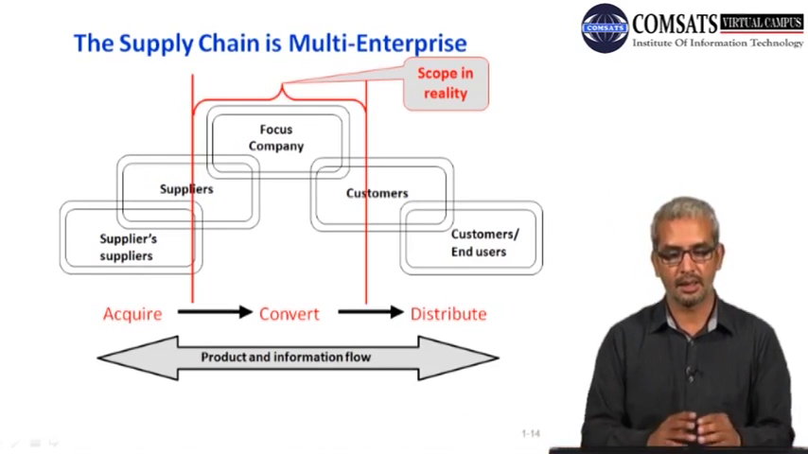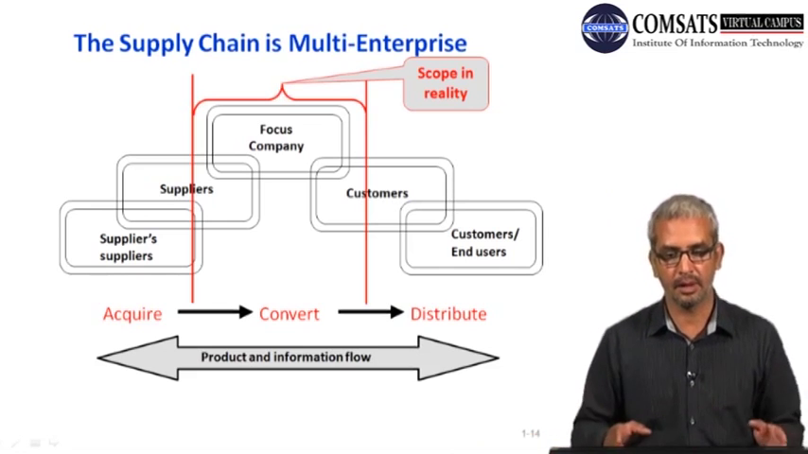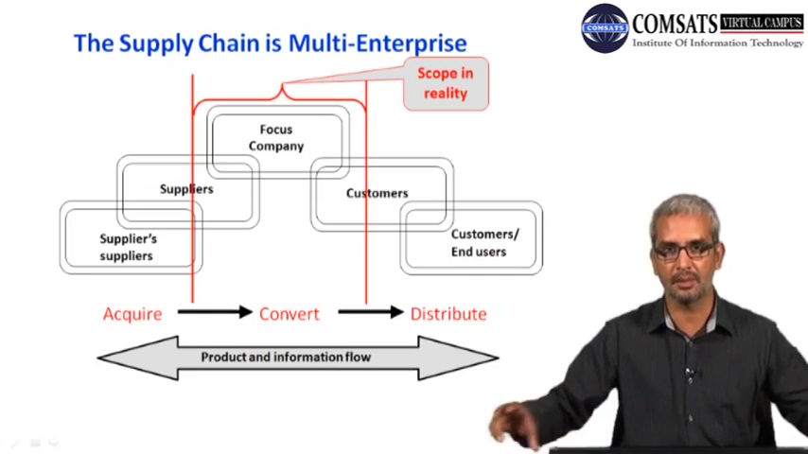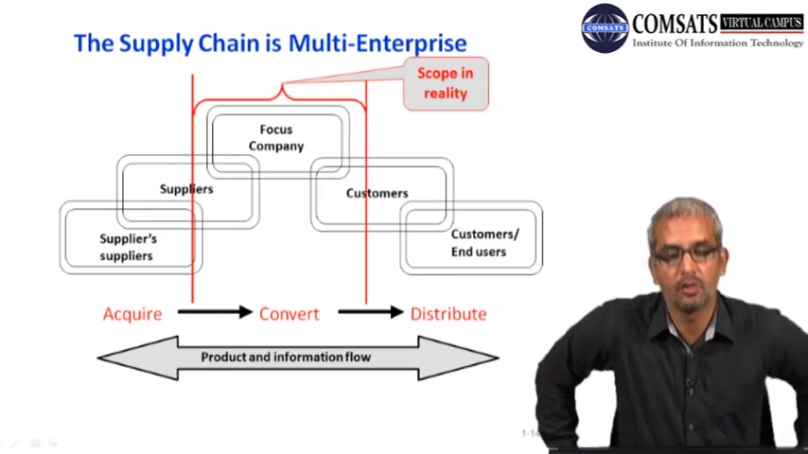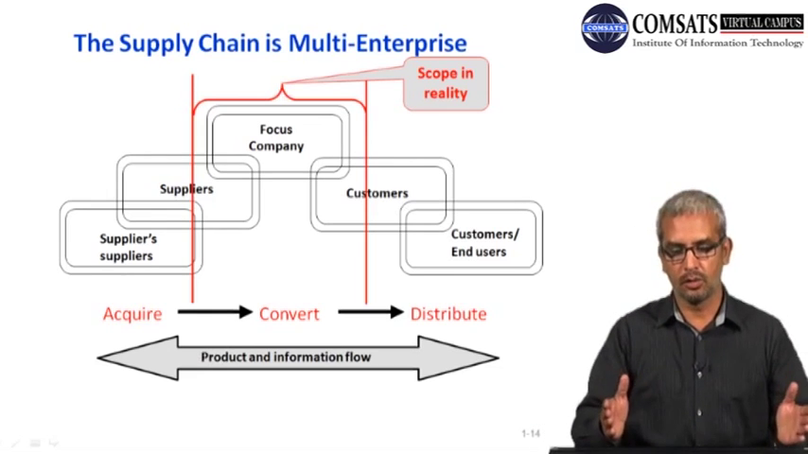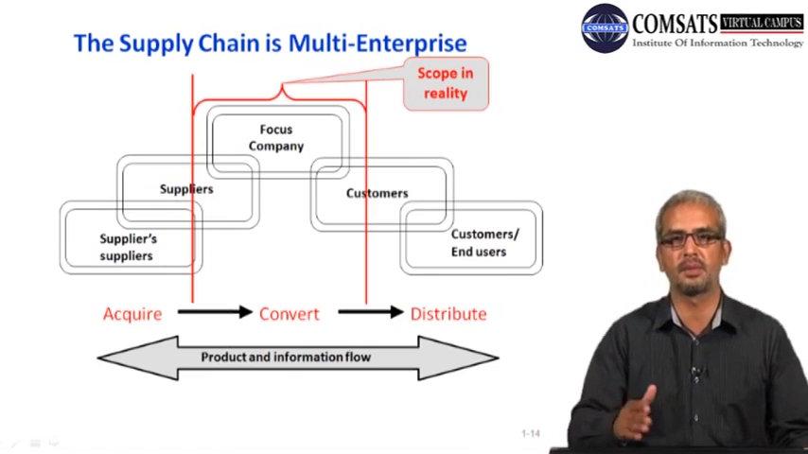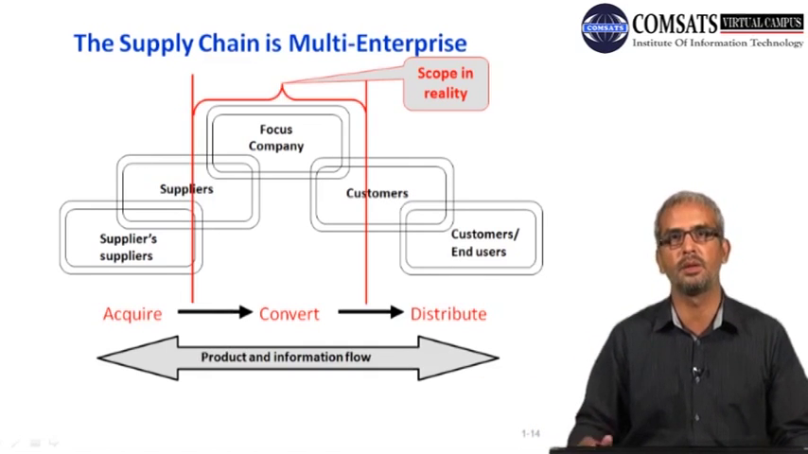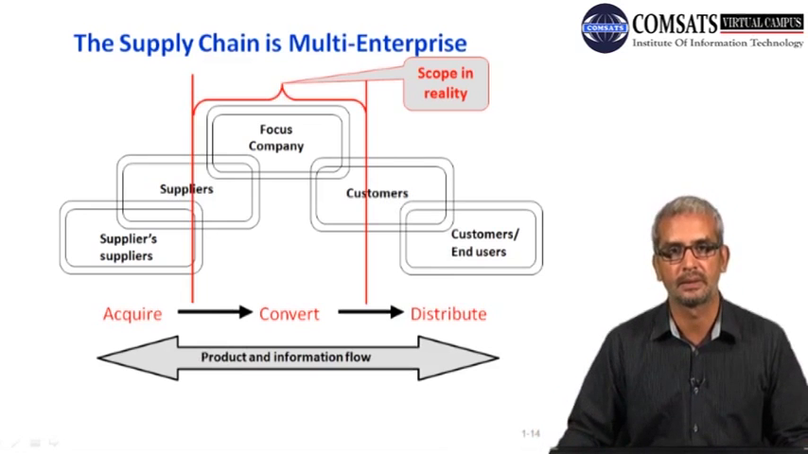The point is that our focus area is highlighted by the red line. Currently, the scope of the supply chain in reality, in a multi-enterprise environment, where all these boxes are multiple enterprises, is on the focus company, and we do not cross borders with customers to customers and suppliers to suppliers. I would explain that relation again in the next diagram. It would be more clear in that aspect. And the product and information flow is in both directions.